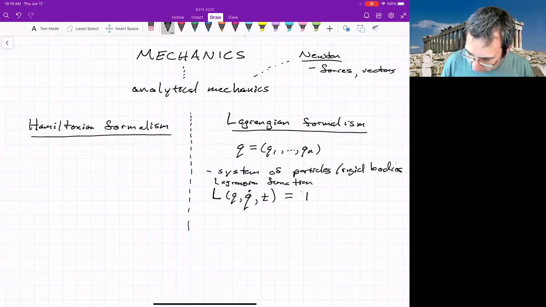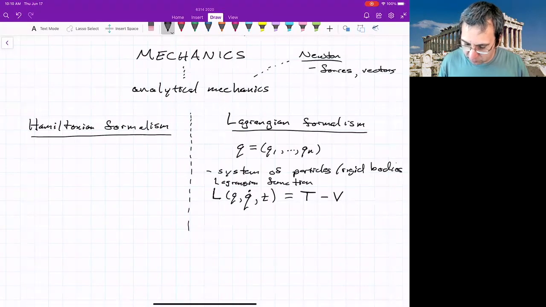And the way that it's typically found is it's kinetic minus potential. It's not always that, but kinetic minus potential energy. And then you describe the evolution of this system. So from this, you get Euler-Lagrange equations, or Lagrange's equations.